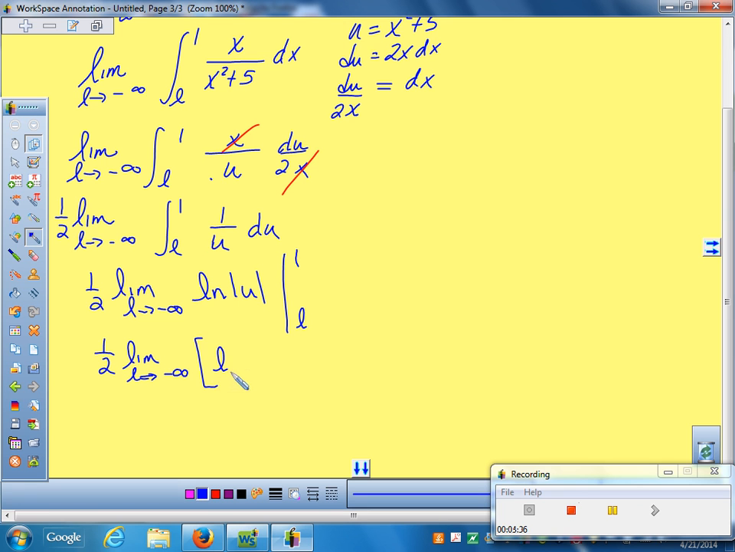Okay, so when I sub my numbers in, I'm going to have the natural log of 1 minus the natural log of L. I need you all to realize, if you haven't already learned this, that the natural log of 1 has a numerical value that's really easy.